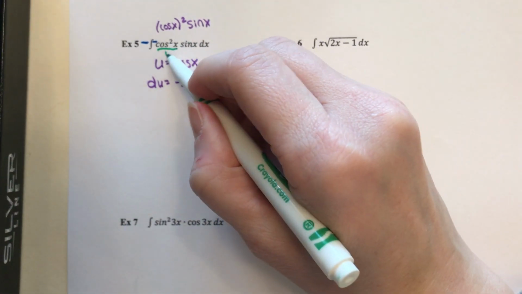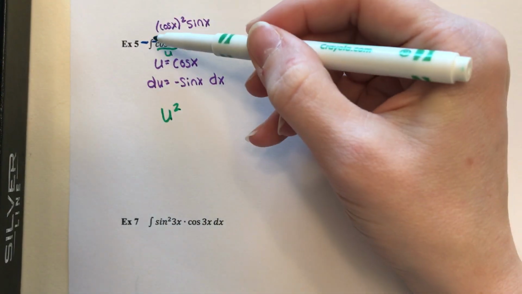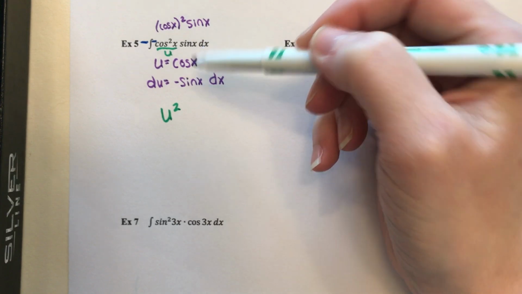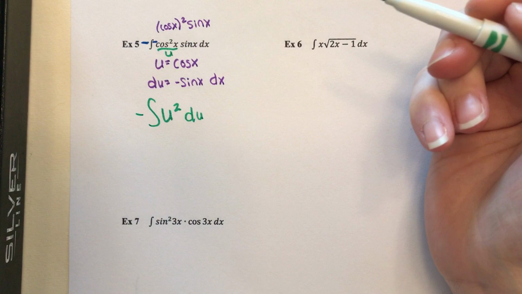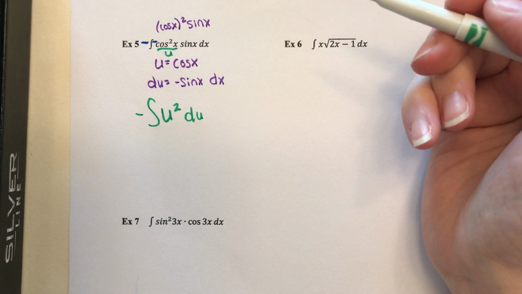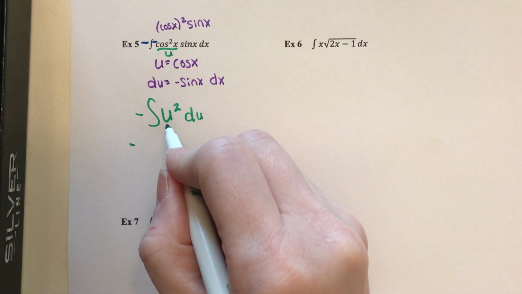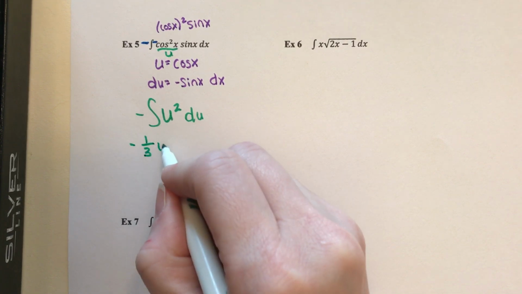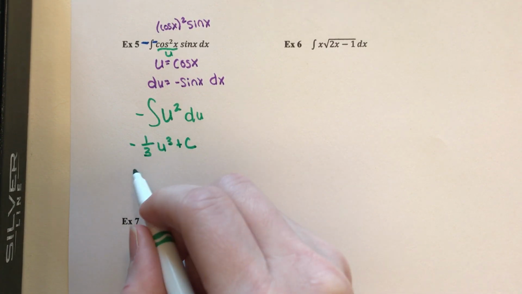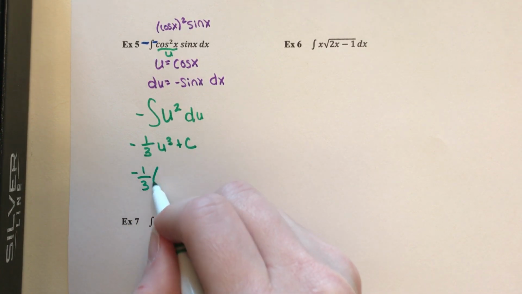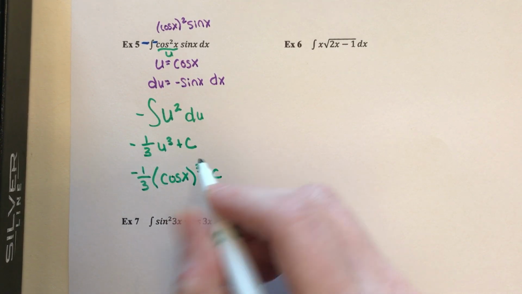So I've got cosine is my u, so I've got u squared. Negative sine x dx is du. And I've got that negative on the outside that I'm going to bring down. So I'm going to take the integral. Integral of u squared is 1/3 u cubed plus c. And then we're going to just plug back in for u. Negative 1/3, u is cosine of x cubed plus c.